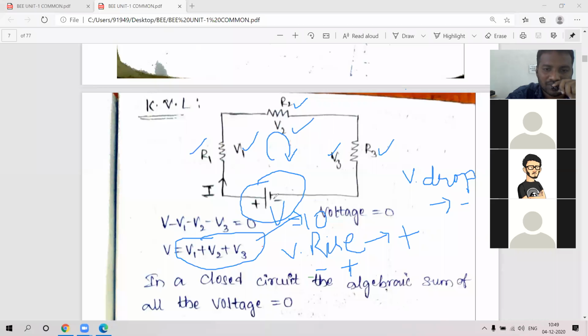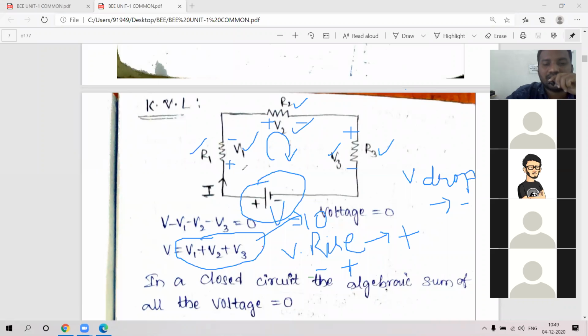And here drops are there, no? Drops mean current is flowing starting from positive and ending with negative. For a resistor likewise, this is very important: current is entering as positive and leaving as negative. If current is entering from positive to negative, you just take it with a negative. Here also, minus V1, you can see in the equation.